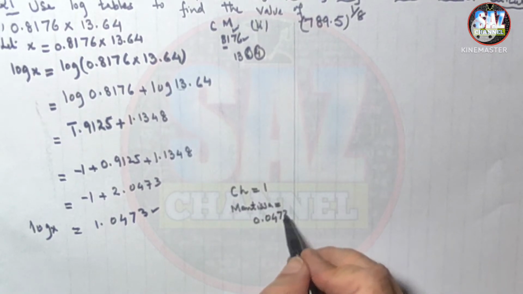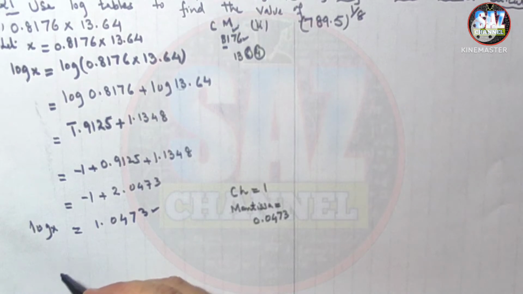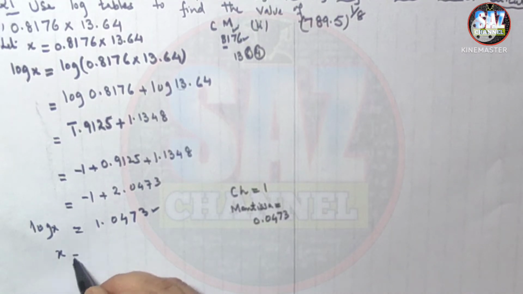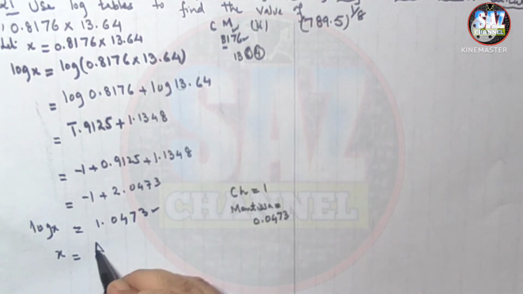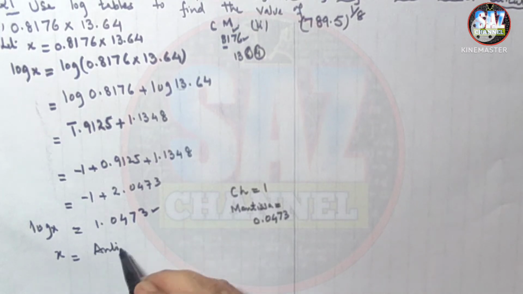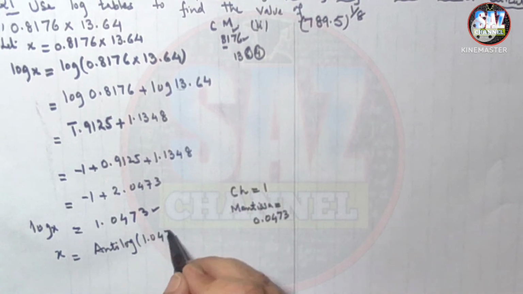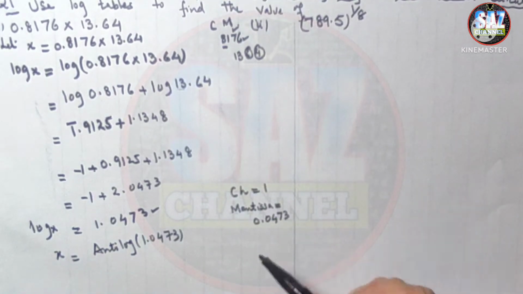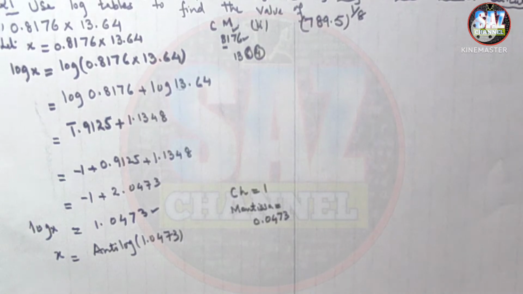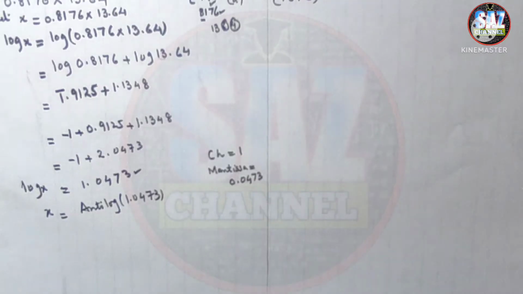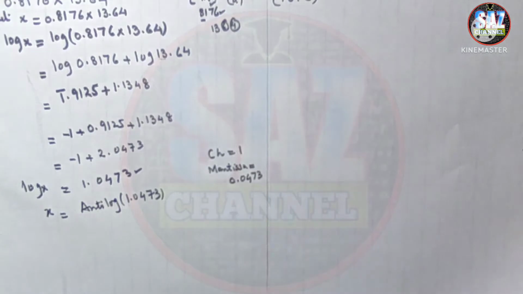0.0473. Now what we have to do, as we need to find the number whose log is this, we have to find the antilog of 1.0473. Now we have to move to which column? In the antilog column, and we have to locate 0.04.